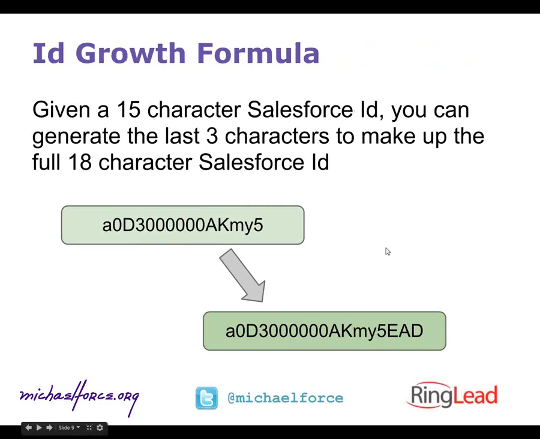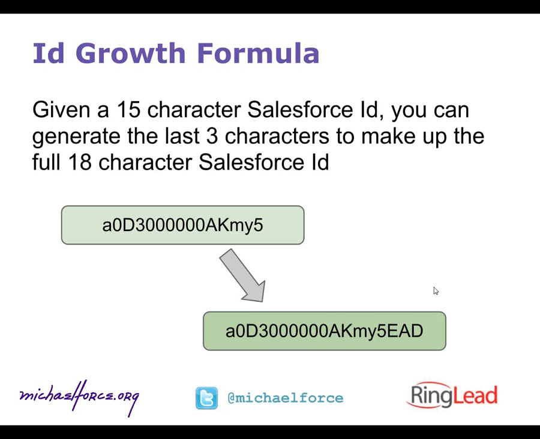So the next tip, the ID growth formula. A little bit of background: you may see one of two formats of IDs for Salesforce records. Everything has a record. Your Salesforce org has a record and an ID. Your users have IDs. All your records have IDs. And these IDs show up in either 15 characters or 18 characters.